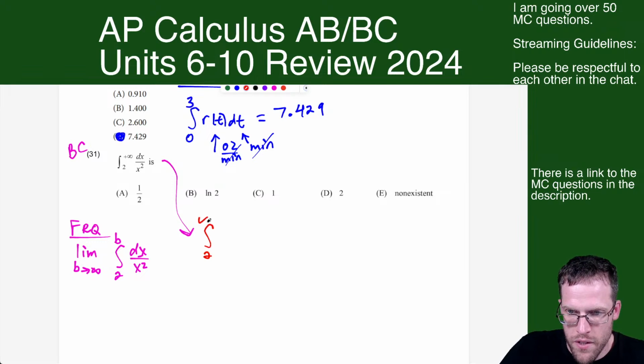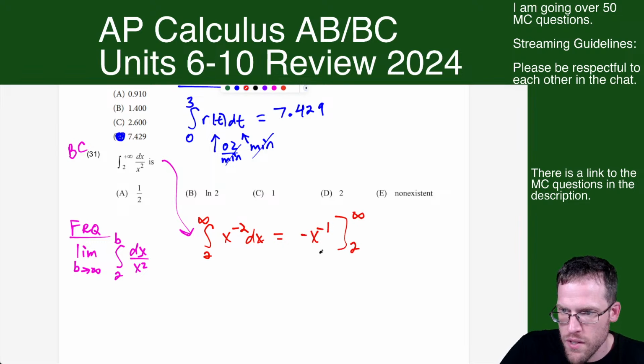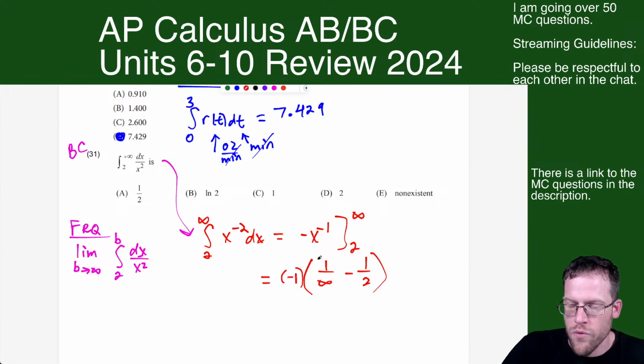So 2 to infinity, x to the negative 2 dx. I anti-derive, divide by negative 1. I'm going from 2 to infinity. And now this, I just call negative 1 on the outside. And now infinity to the negative 1 is 1 over infinity. Minus 2 to the negative 1 is 1 over 2. 1 over infinity goes to 0.